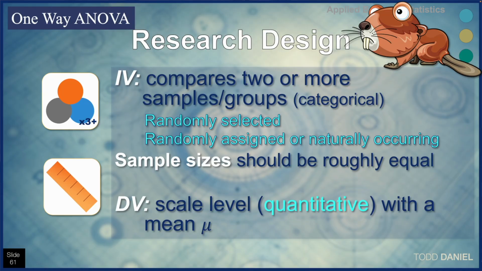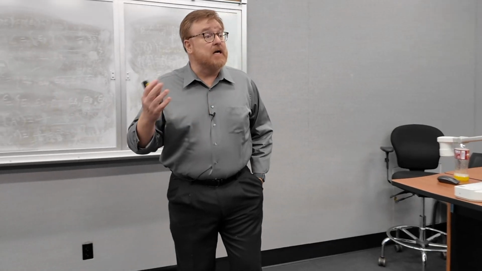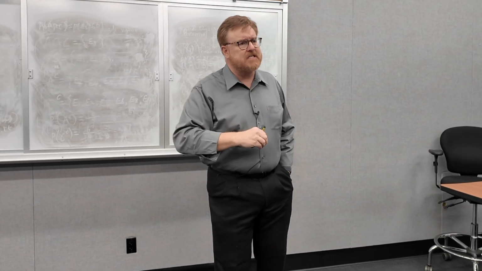The dependent variable has to be at the scale level. It's quantitative. It's something that we can measure as a mean. And of course, our sample sizes should be approximately equal, roughly equal. If they are too different, then we can increase our type 1 errors, or maybe our results will not be valid. Every test is built on assumptions. We want to make sure our assumptions have been met.